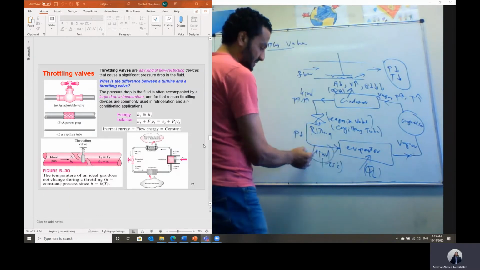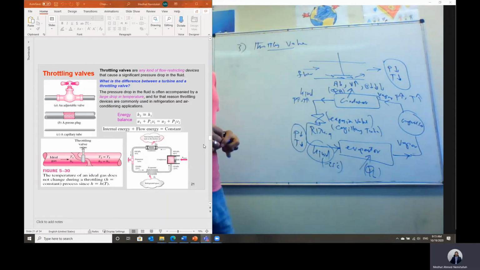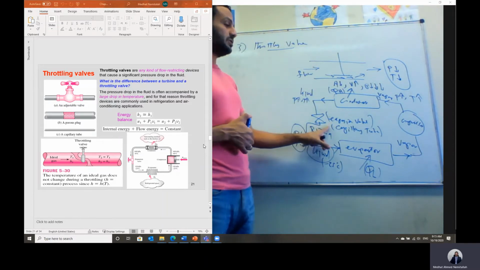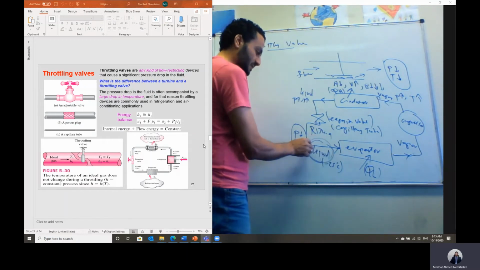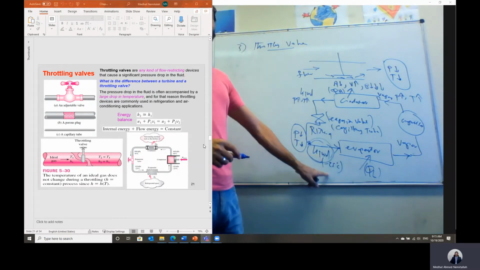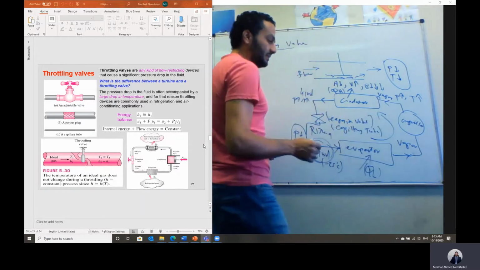In this case, the Freon is in the liquid phase. It will remain a liquid, but we will have a significant drop in pressure and a significant drop in temperature inside this expansion valve. Now we get back again to the same initial point, to the liquid state under low temperature. Now we can repeat this cycle again.